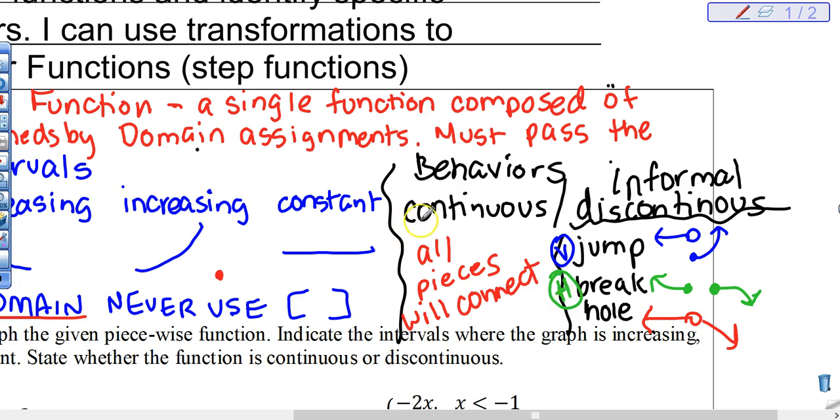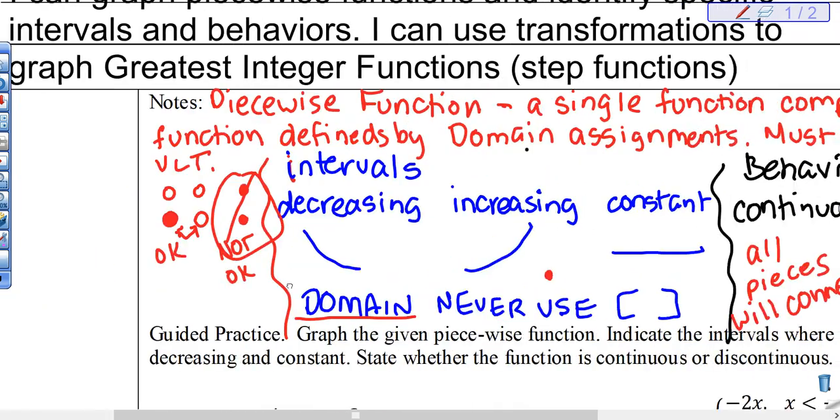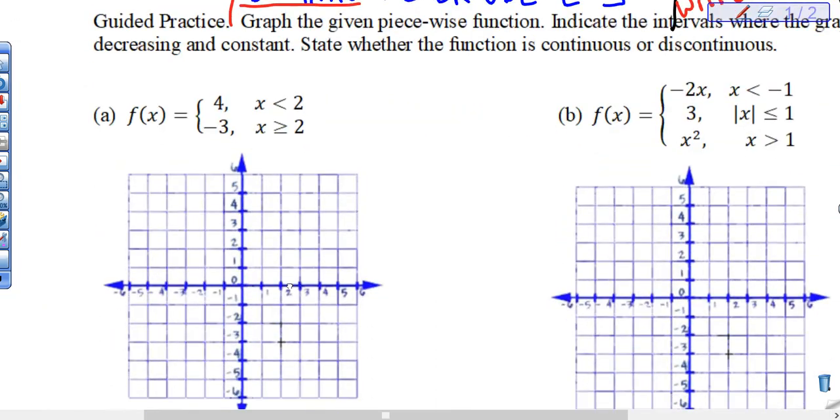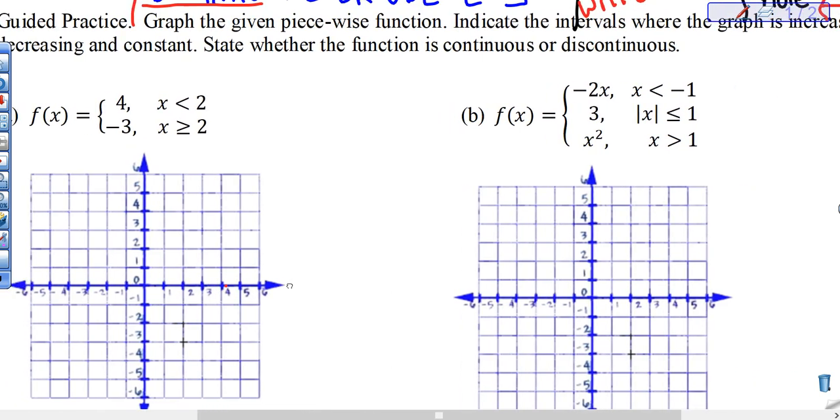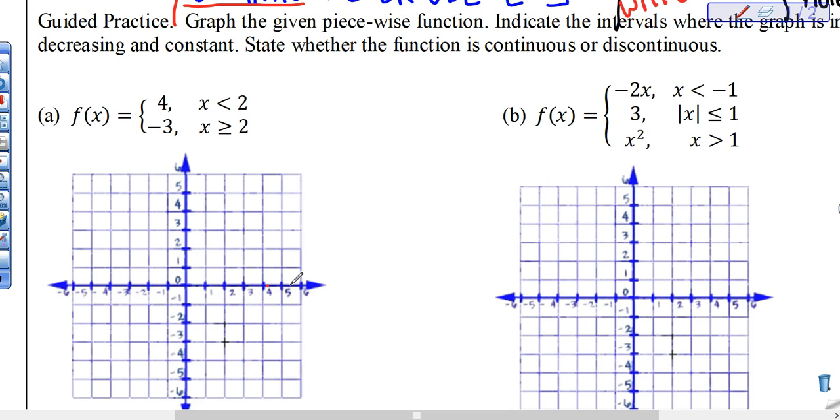So we will be taking these piecewise functions that I've put on our note page, and we will be graphing them, describing their intervals of increase, decrease, and constant, and then we'll be also describing them as continuous or discontinuous. Okay, so here we go. Let's start with A. So the instructions say to graph the given piecewise function, indicate the intervals where the graph is increasing, decreasing, and constant, and state whether the function is continuous or discontinuous. So you have 3 tasks to do.